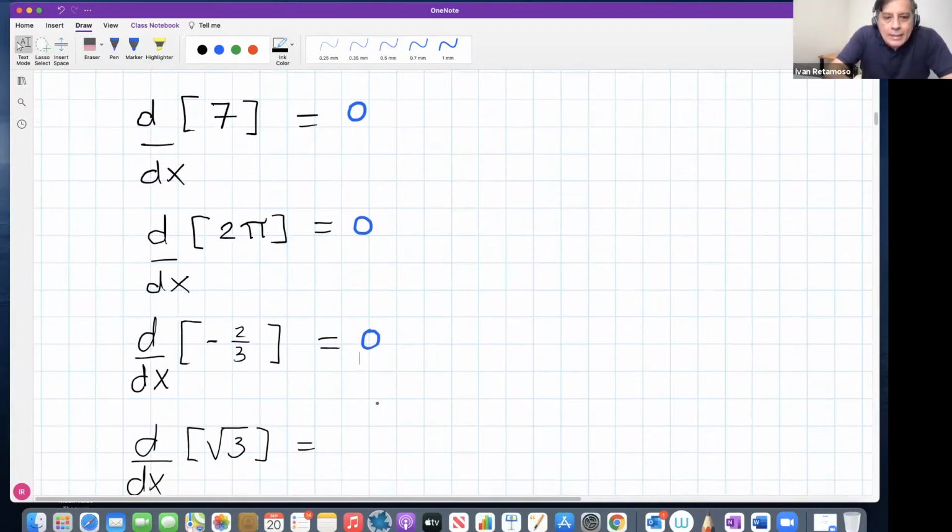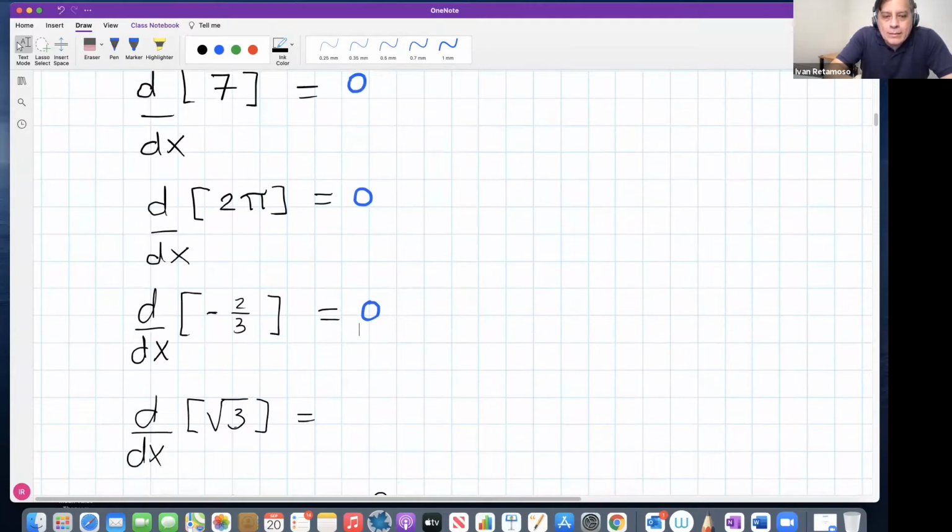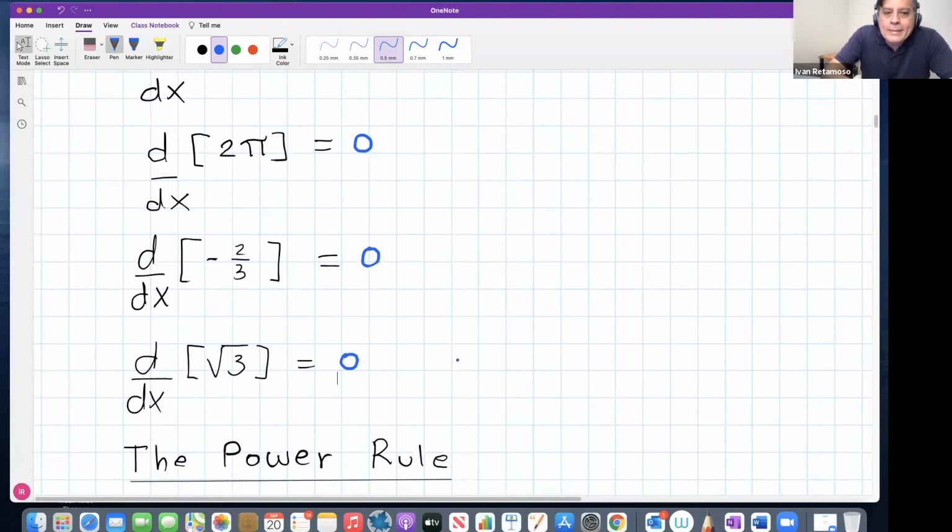Very good. And this one, derivative with respect to x of the square root of the number 3. What would this be equal to? I just want everybody to be crystal clear with this fact. 0, because the square root of 3 is a fancy number, an irrational number, but it's still a constant. So anytime we encounter this type of derivative, the result will be just 0. So we are not going to write anything for that, because it will be 0.